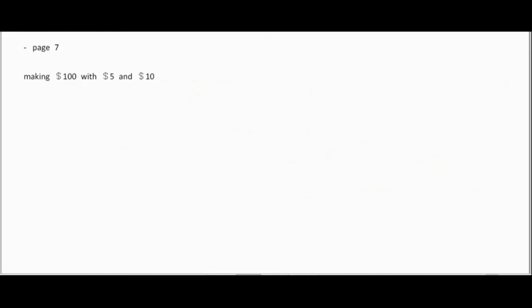We should make $100 with $5 and $10 bills. In this question, you should always draw the table before drawing the graph. So let's draw the table right now. We should make $100. Always choose the biggest one first, and then go to the smallest one to solve it easily. To make $100, we'll use ten $10 bills and no $5, nine $10 and two $5, eight $10 and four $5, and I'll go on.